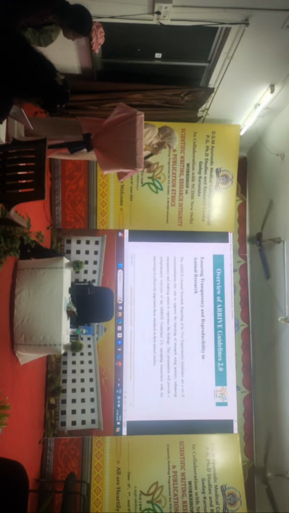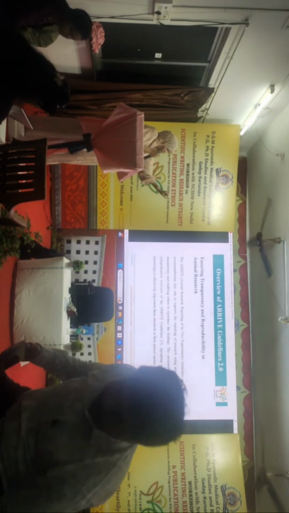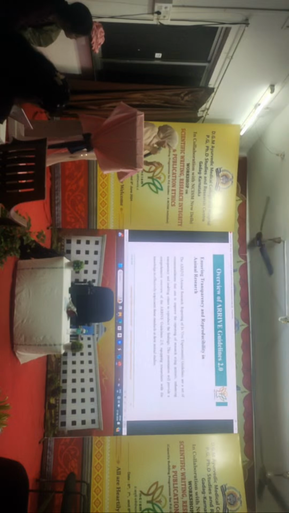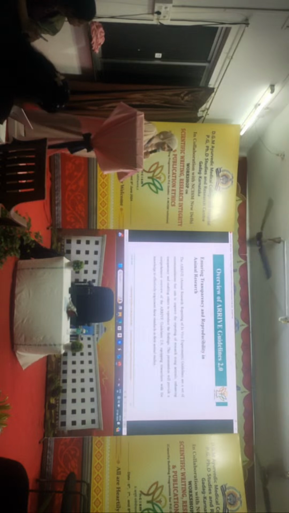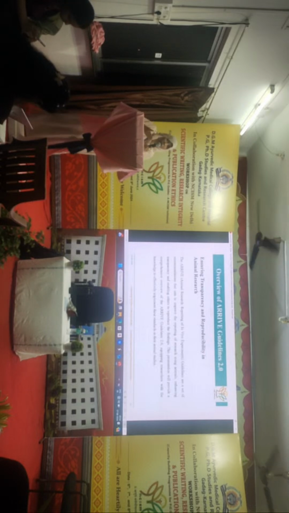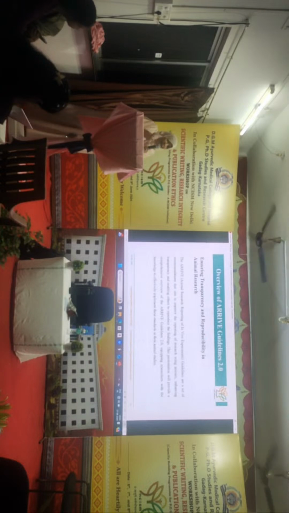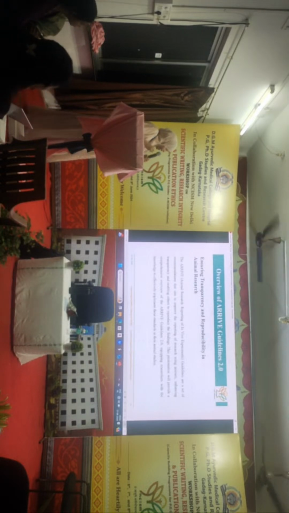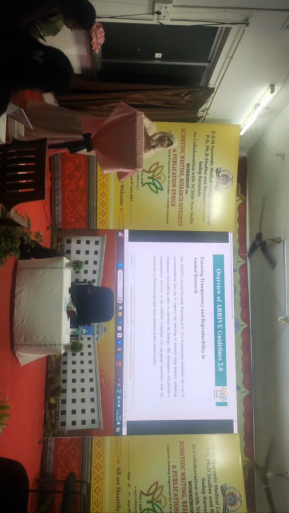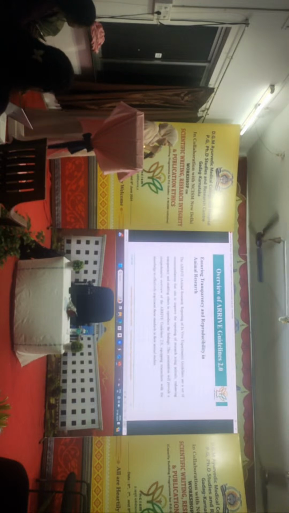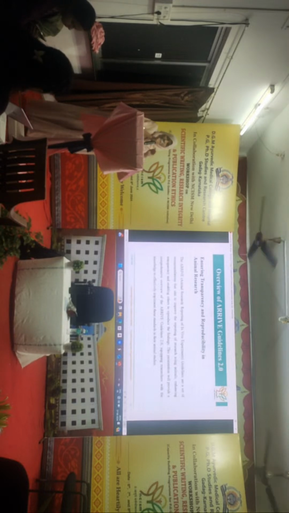So what are these ARRIVE guidelines? ARRIVE stands for Animal Research: Reporting of In Vivo Experiments. The guidelines are a set of recommendations that aim to improve the reporting of research using animals, enhancing transparency and enabling others to reproduce the findings. So replication and reproduction of the trial in future, and transparency, have to be maintained so that it will be very helpful for further future research.